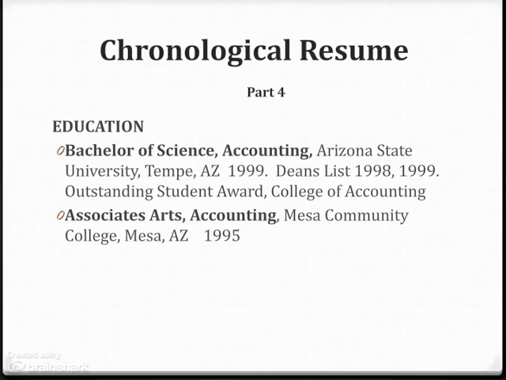The fourth section for a chronological resume is education. Begin by stating the degree earned, the school that awarded the degree, including location and when it was earned. You can also share distinguishing awards. If you don't have any special recognitions, just list your degrees.